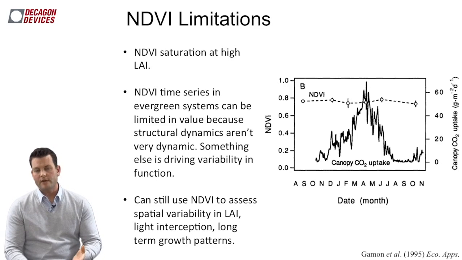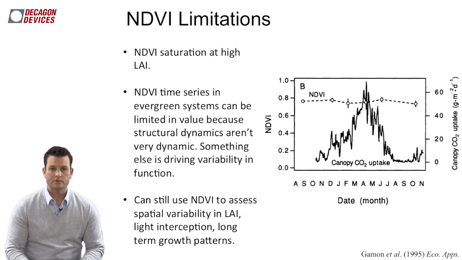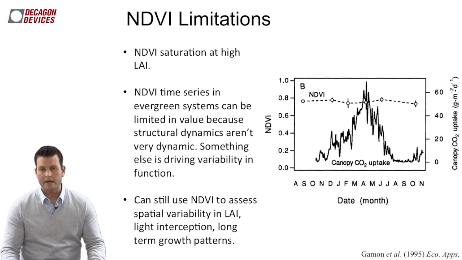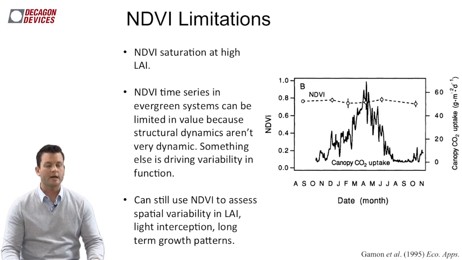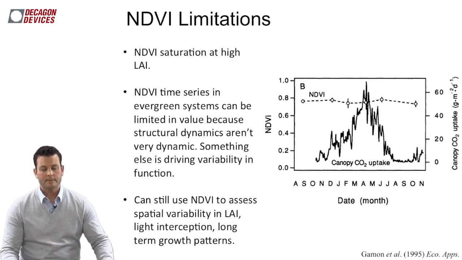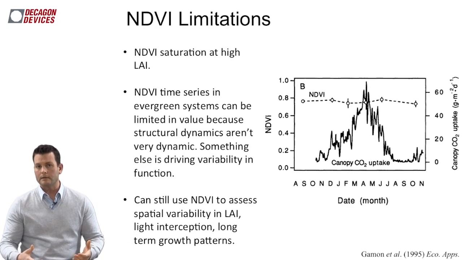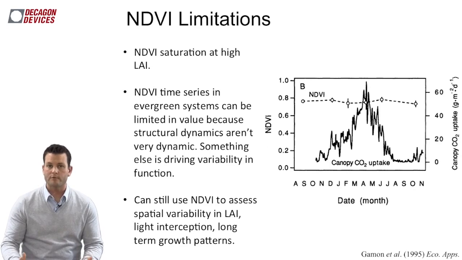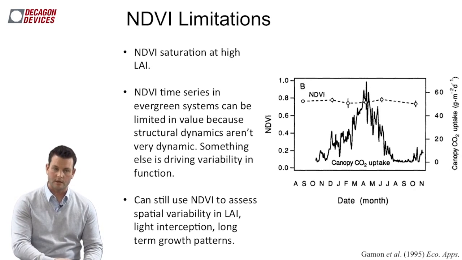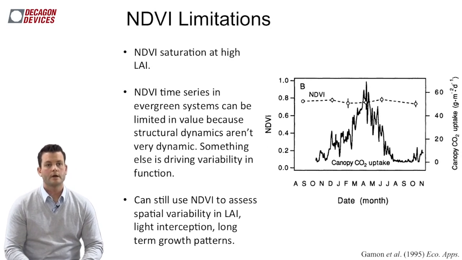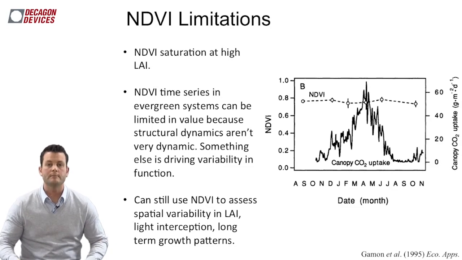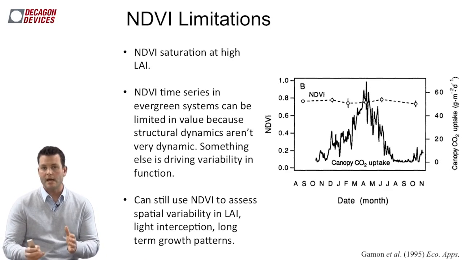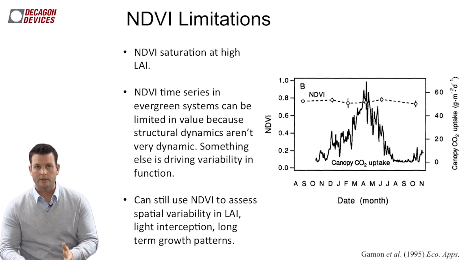That being said, NDVI can still be useful in evergreen systems for looking at spatial heterogeneity, if you're looking for variability in LAI, light interception, or biomass over large areas, or if we're really interested in long time series. So for example, after a wildfire, if we're interested in assessing recovery and growth, even if it's an evergreen system, if we're looking over a broad enough period of time, NDVI will be responsive in these systems. But maybe at the annual time scale, there's probably not going to be a lot of dynamics.